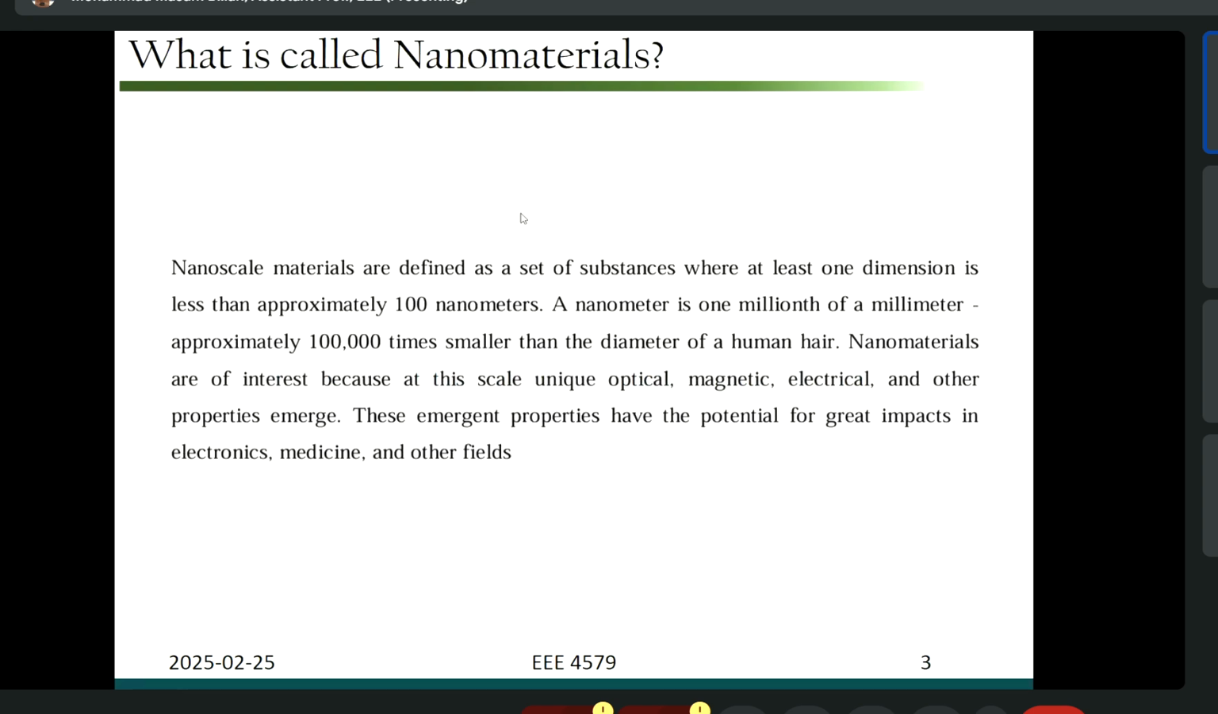So, what is called nanomaterial? Has anyone heard about nanomaterial before starting today's lecture? Anyone? Did you hear anything about nanomaterials? Did you hear about nanotube? Yes, it was carbon nanotube. Carbon nanotube, right. Did you hear about graphite, graphene? Graphene we had, sir. Okay.